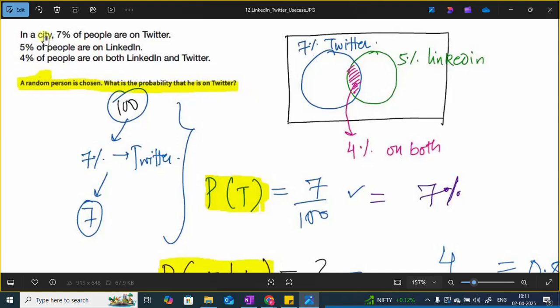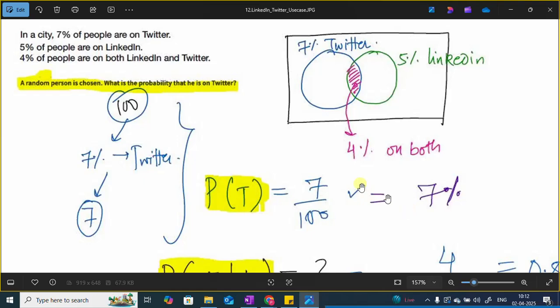Now tell me. In a city, 7% of the people are on Twitter. Now it's written Twitter, 7%. Fantastic. 5% of the people are on LinkedIn. 5% on LinkedIn. Fantastic. 4% of the people are on both LinkedIn and Twitter. So that is nothing but this area, 4% on both. Getting my point? Now, the probability of Twitter is nothing but 7 divided by 100. Why? Because 7% is given.